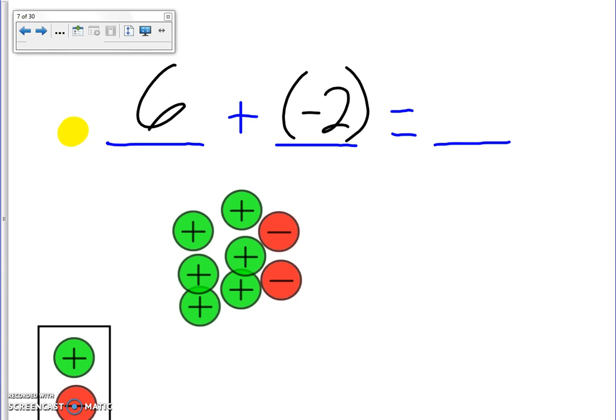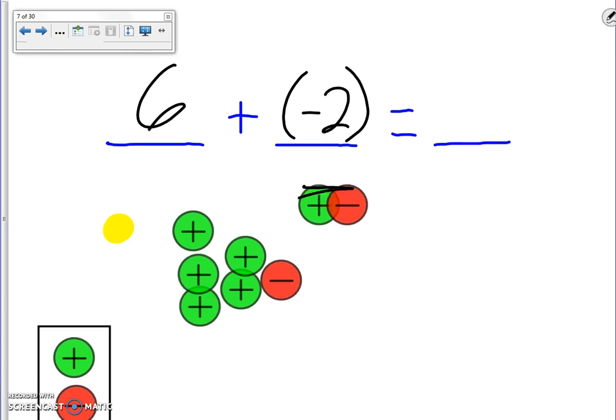Okay, we're back. We have to think about what this pile of chips is worth. 6 greens combined, added with 2 reds. Well, if you think about it, a red and a green together has a value of 0. So really what I can do is take a red and a green and put them together. They have a value of 0 and they cancel out.